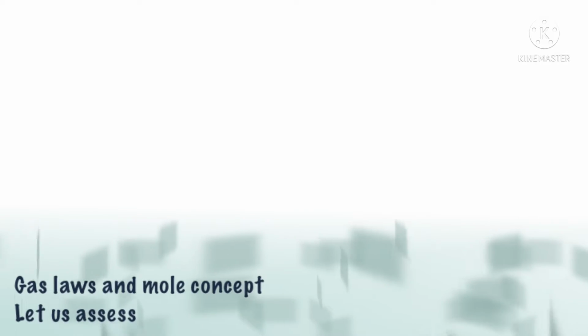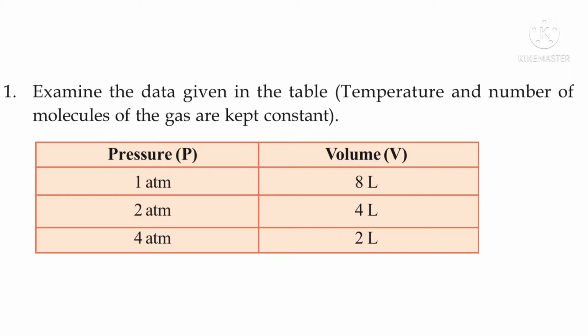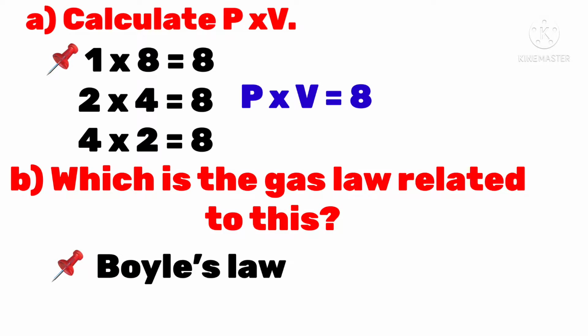Second chapter, Gas laws and mole concept. First question, examine the data given in the table. Temperature and number of molecules of the gas are kept constant. Pressure, volume: 1 atm, 8 liter; 2 atm, 4 liter; 4 atm, 2 liter.